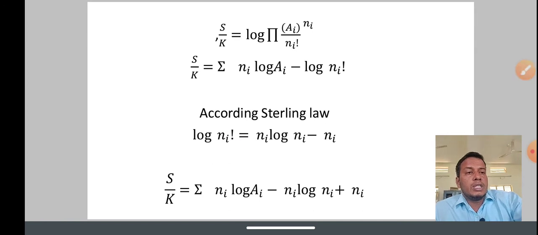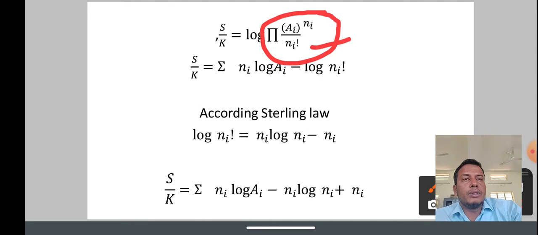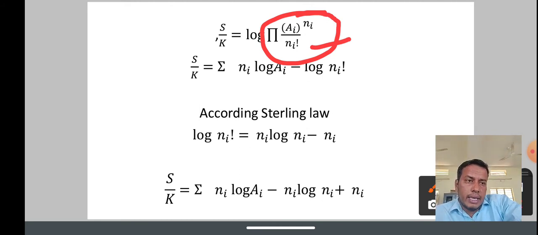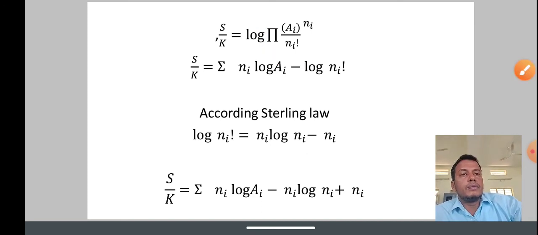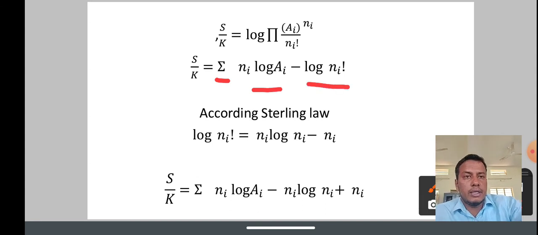So, then put this P value in the Boltzmann law, that is S equal to k log P, that is S by k is equal to log of P, meaning the product of A_i to the power of N_i by N_i factorial. Let me expand this one, this is the product, so that can be converted into sigma. After log is applied it is converted into sigma: N_i log A_i minus log N_i factorial.